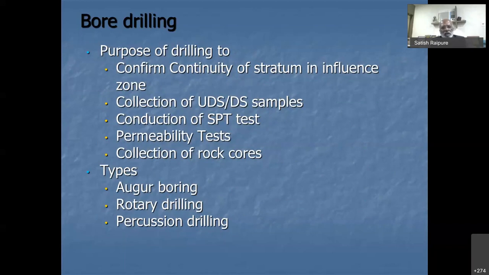This bore drilling is very useful for determining the different strata available till say 10 meters or 12 meters. Then we can decide upon the type of foundation which we can recommend for that particular structure. It again depends on a lot of factors that we will see in due course of my presentation. There are different methods by which we can do this bore drilling: auger boring, rotary drilling, and percussion drilling.